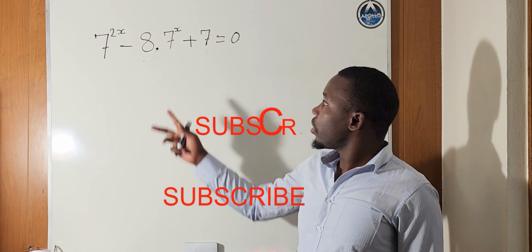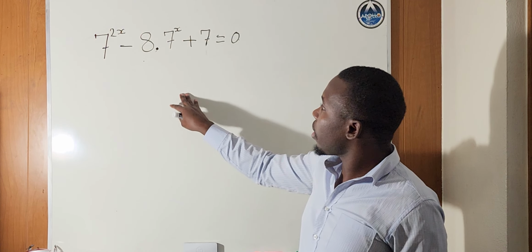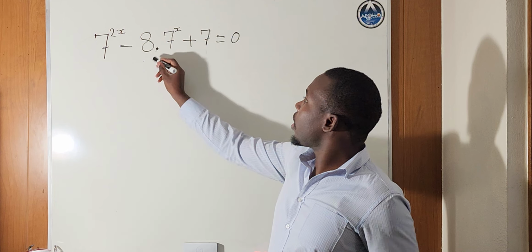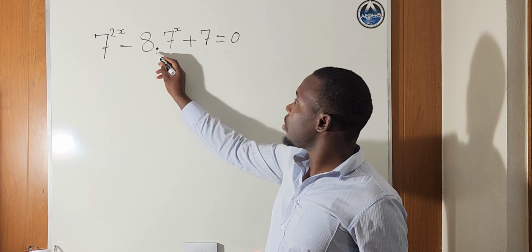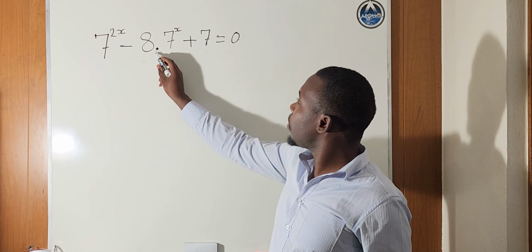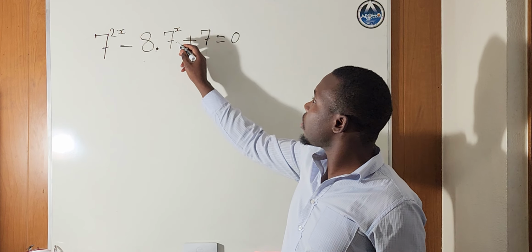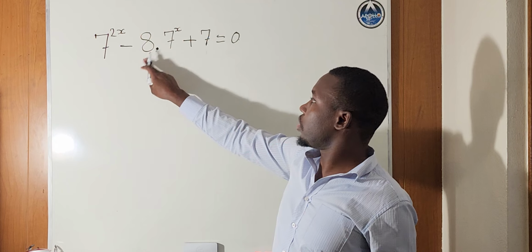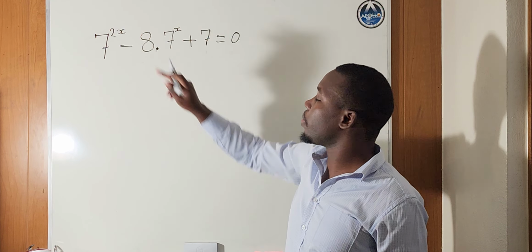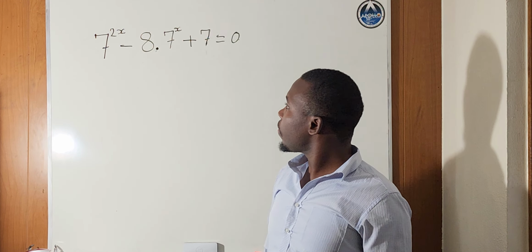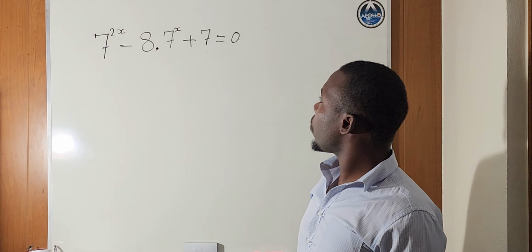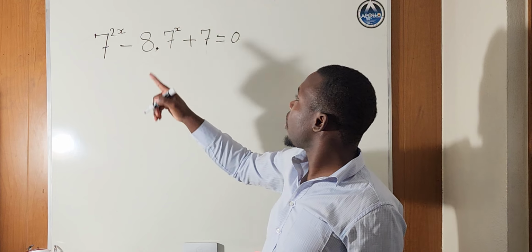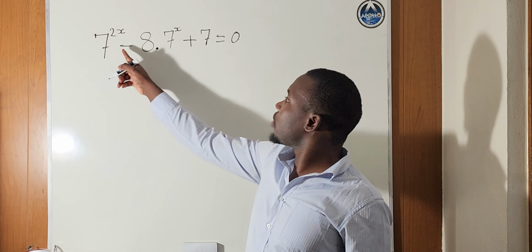When you are given an equation like this, 7 raised to power 2x minus 8, this dot here does not mean point. This means multiplication. So it means 8 times 7 raised to power x plus 7 equals 0. So this is not the point, it means times. The first thing we see here, we have 7 raised to power 2x and we have 7 power x. So 7 power x is common here.